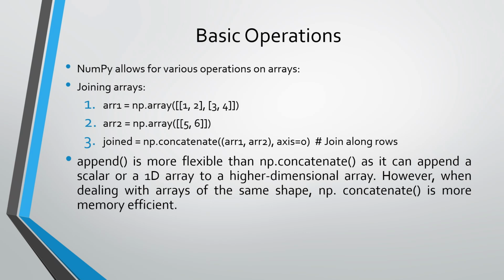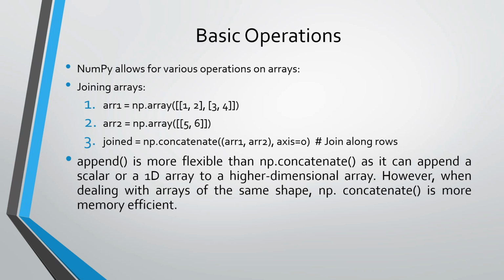This function is used to join two arrays along rows. So we have to specify this axis. For this concat function, first we have to create two arrays. Array 1 contains two rows and two columns, and the second array contains one row and two columns. Since the column dimension is 2 in both, we can join these two arrays. So array 1 and array 2 will be concatenated along rows.